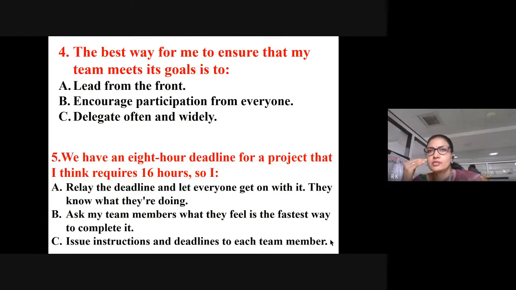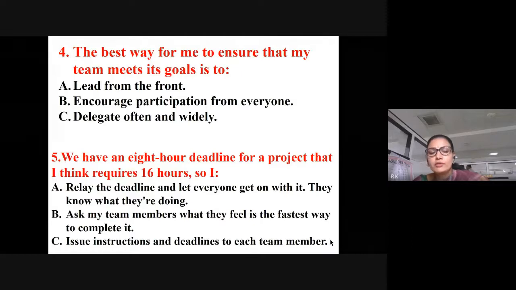You just delegate because I know my team is capable of doing it. They know the issues and they know also the solutions, so they will just take it off. So which is your best answer? The best way for me to ensure that my team meets its goal is to lead from the front: A or B or C.